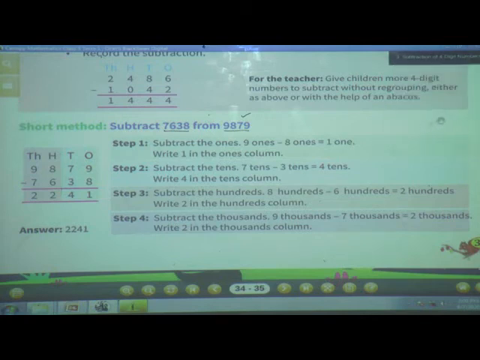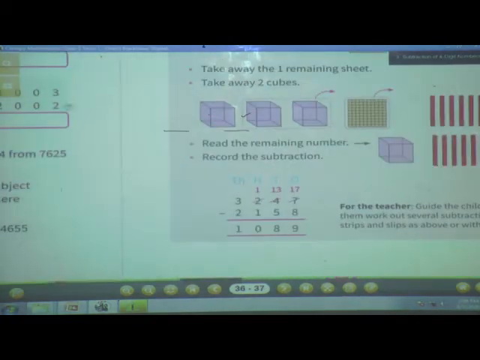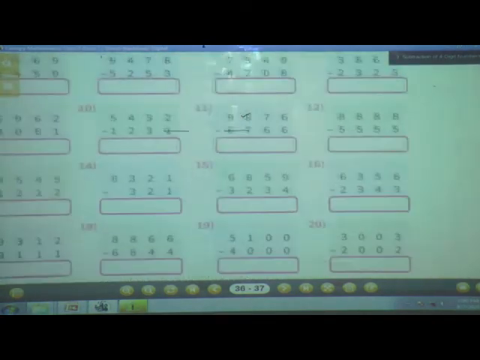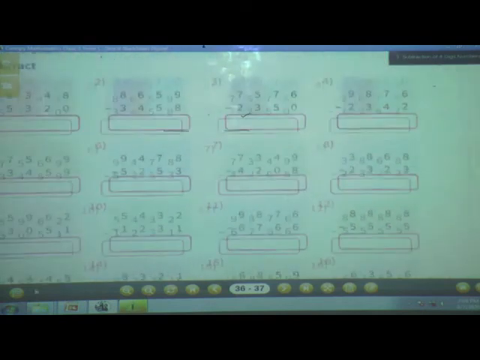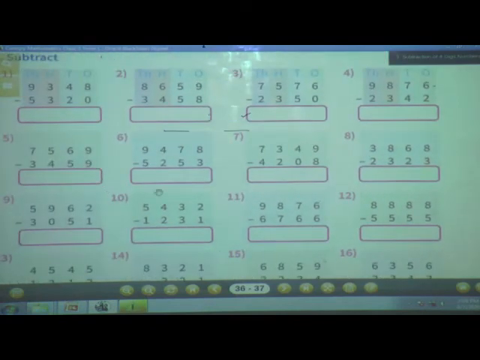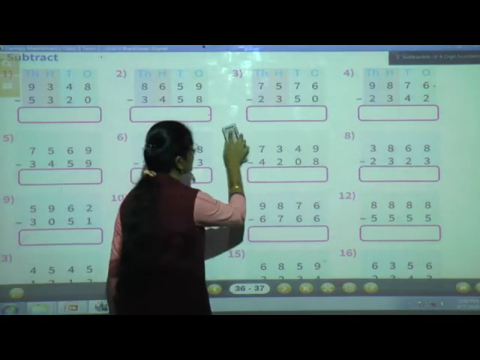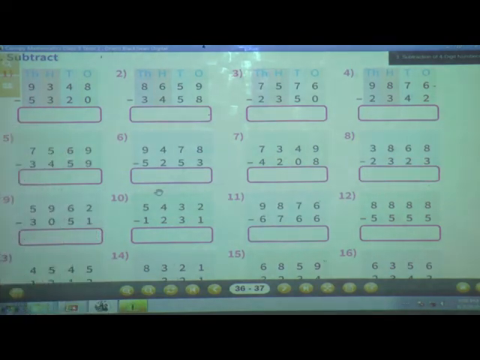Now students, turn the page. We will solve the exercise 3.1. Open your textbook. Along with me you have to solve all the sums. Now see the first one. In the exercise 3.1 there are total 20 sums in the question number 1. From that 20 sums we will take only odd number sums. So what is the first one?